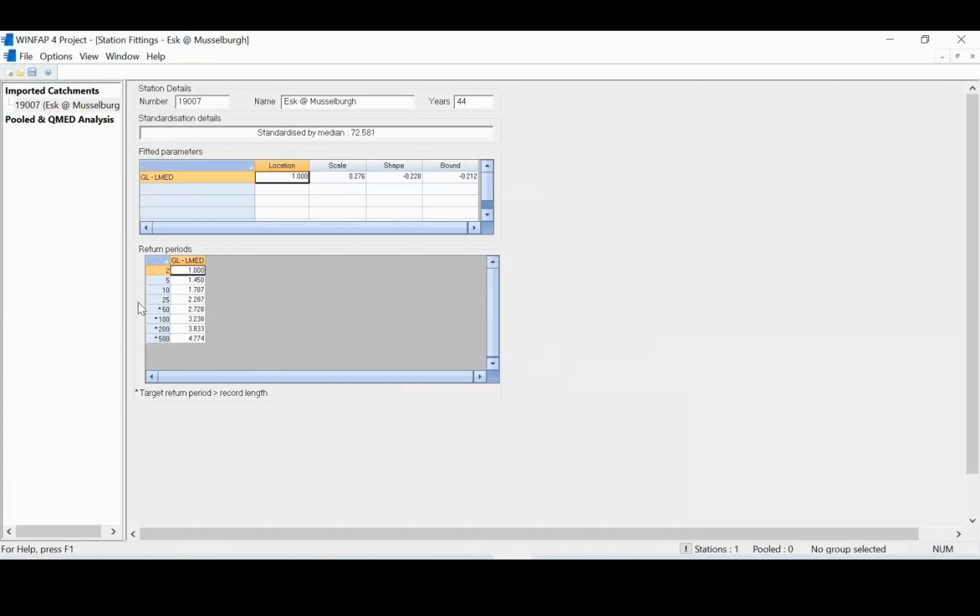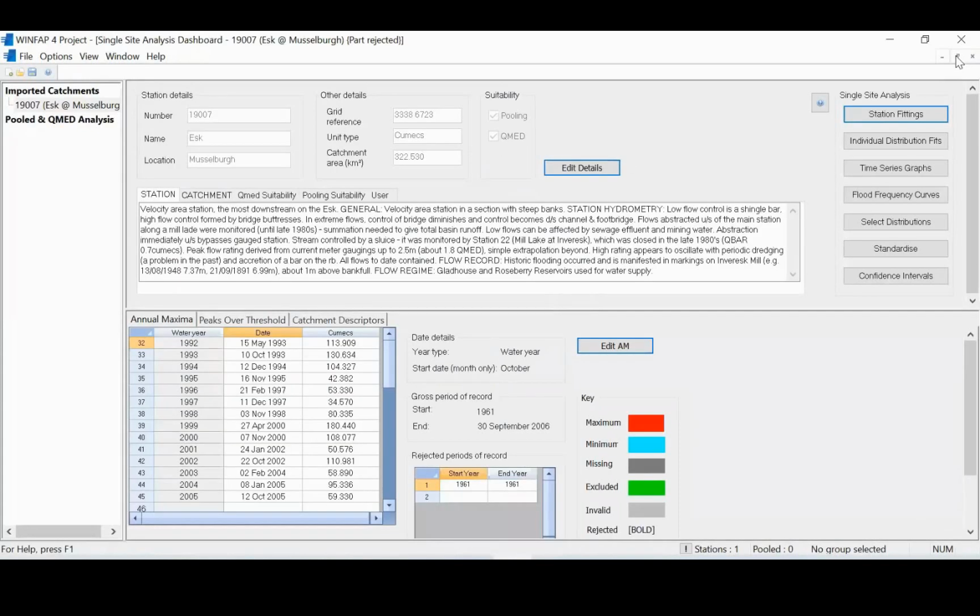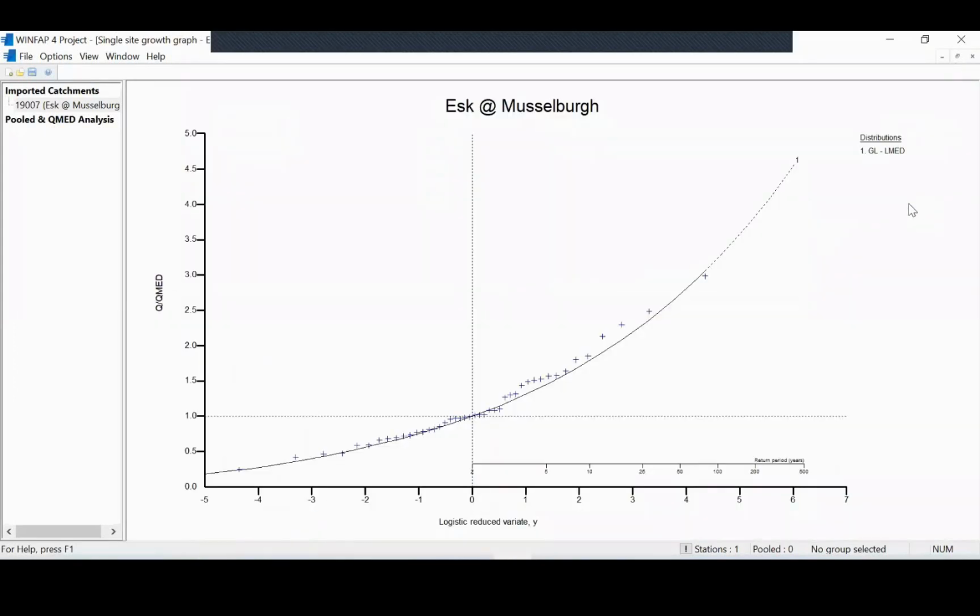You'll notice that there's stars next to everything exceeding the 50-year return period. That's because the record length is 45 years and these return periods exceed that record length. So it's just highlighting that there may be some uncertainty attached to those growth factors. So we can have a closer look at this growth curve here. So this is the generalized logistic distribution fitted through the AMAX series for this site.